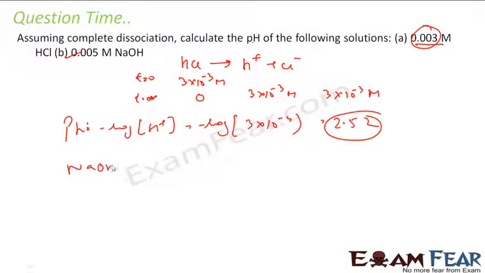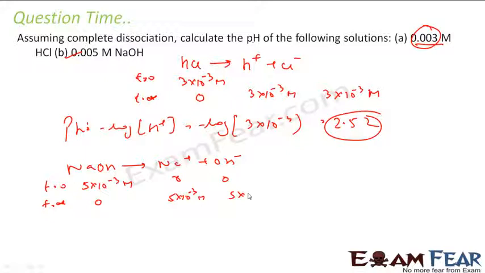Let's take this guy, NaOH. NaOH will completely dissociate into Na plus and OH minus ions. So let's suppose t equal to 0. It was 5 into 10 to the power minus 3 M. This was 0. This was 0. At t equal to infinite, after some time, this becomes 0. This becomes 5 into 10 to the power minus 3 M. This also becomes 5 into 10 to the power minus 3. Right? So my OH minus concentration is what? 5 into 10 to the power minus 3 M.